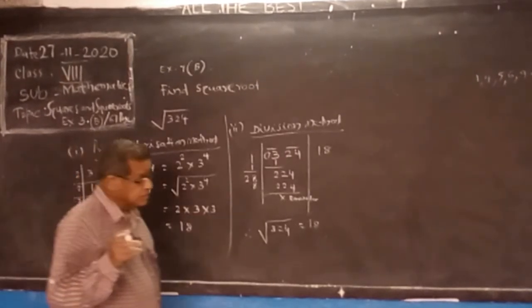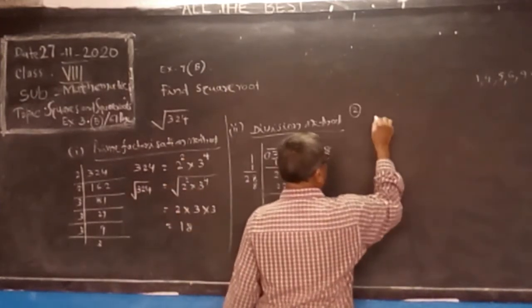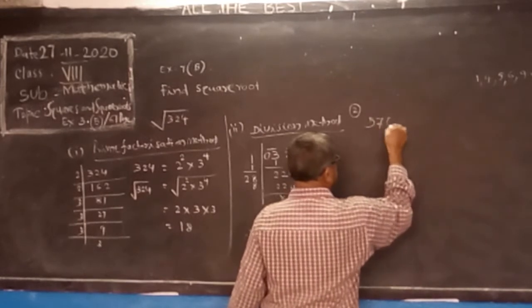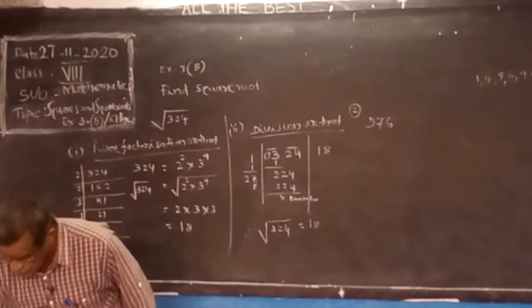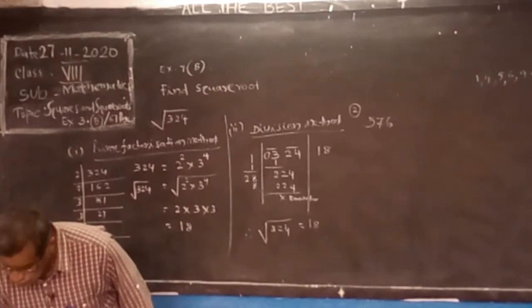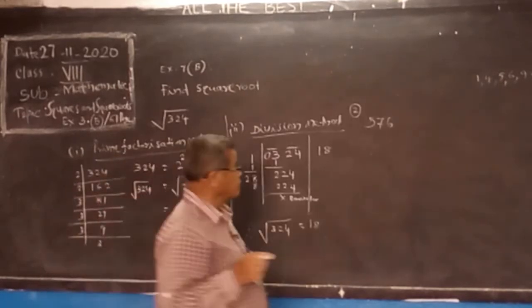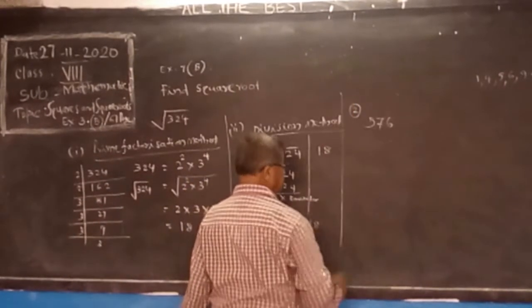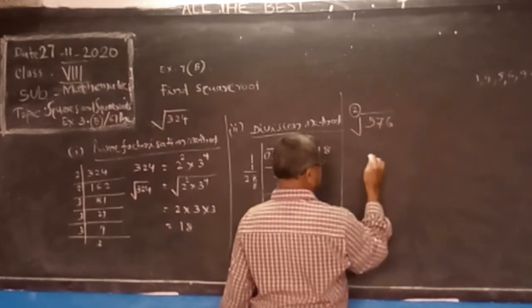Given 576. Next, the second question. 576 by prime factorization method and the division method both. Find the square root of 576.